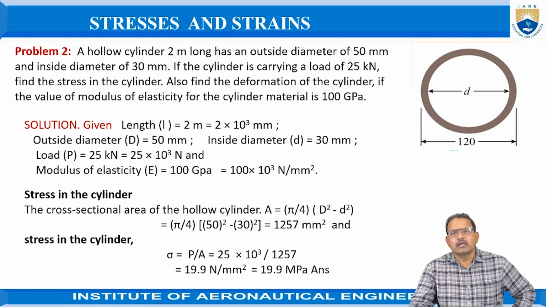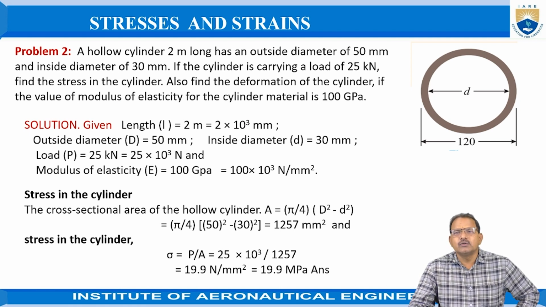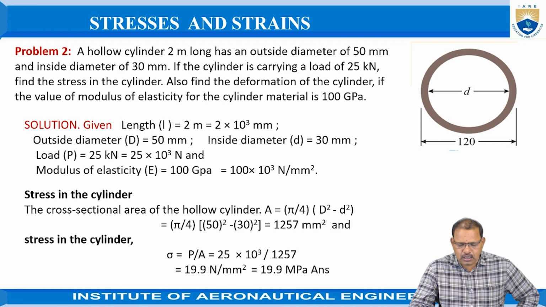Okay, in another problem, the second one: a hollow cylinder 2 meters long has an outside diameter of 50 mm and inside diameter of 30 mm. If the cylinder is carrying a load of 25 kilonewtons, find the stress in the cylinder. Also find the deformation of the cylinder, if the value of modulus of elasticity for the cylinder material is 100 gigapascal.